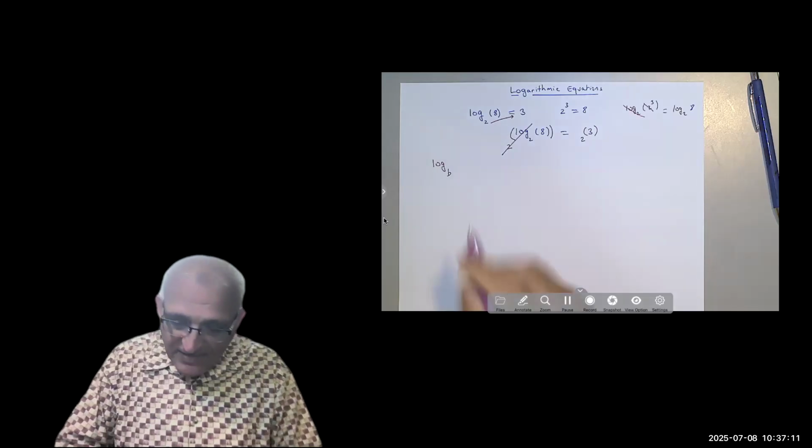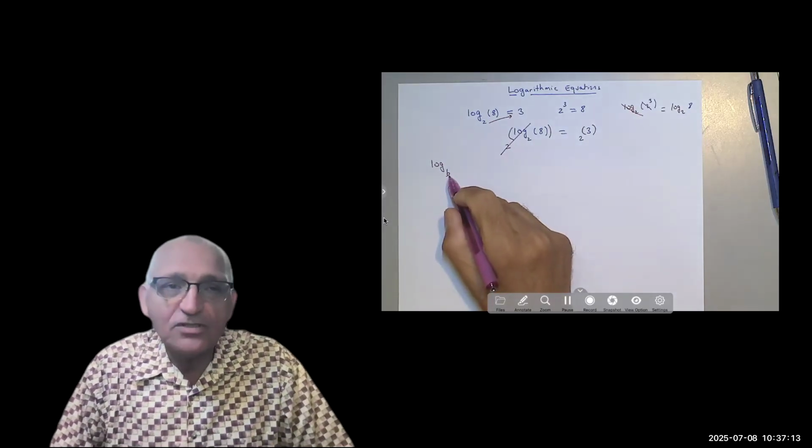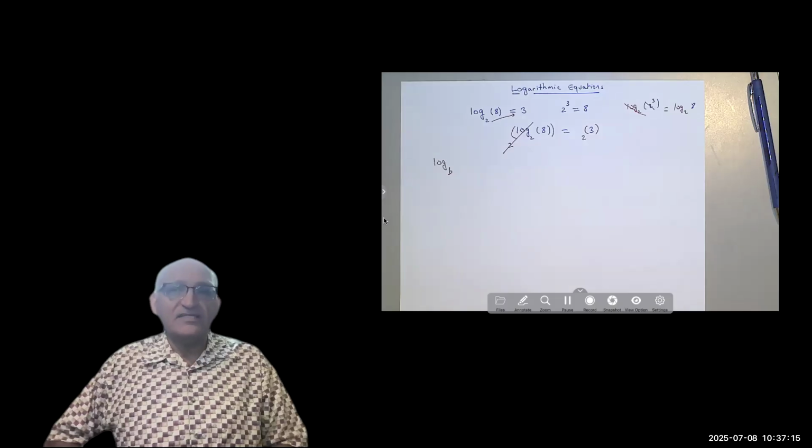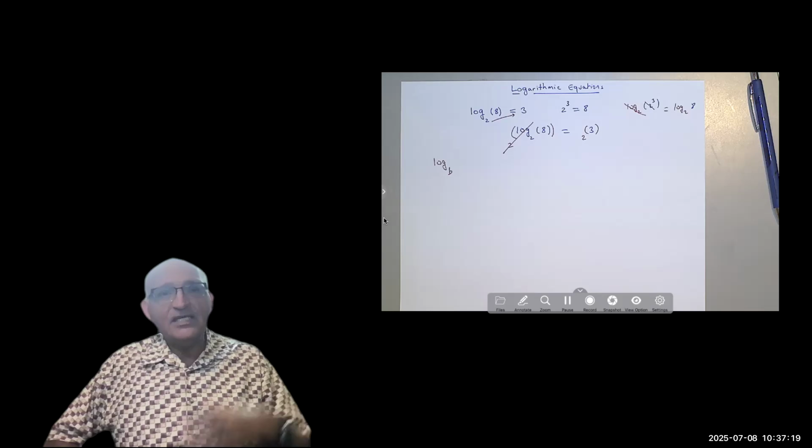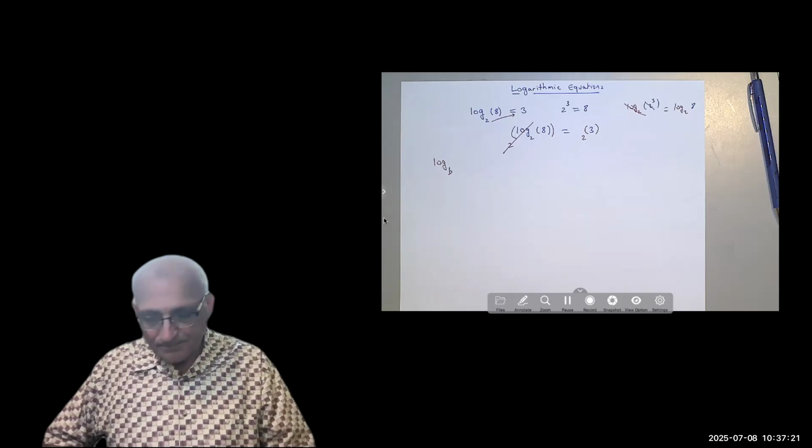Also, if that base is e, we don't write log to the base e, we say natural log, or ln. So ln meaning natural log or Neperian log.